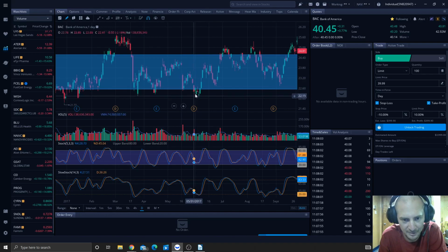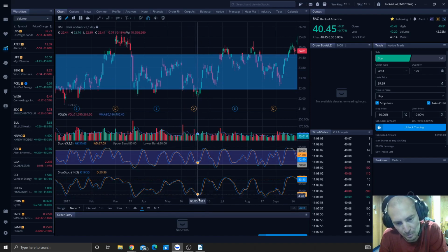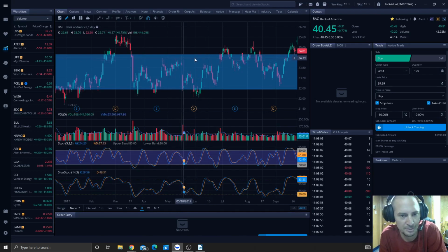Same thing with all of this. Previous support level. Stochastic is below, and then it's moving back up above that 20 level. And then, of course, you can target these previous levels here, or just get out as soon as stochastic hits the 80 mark.